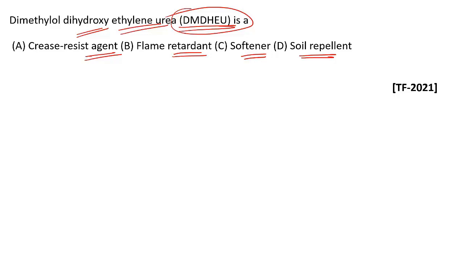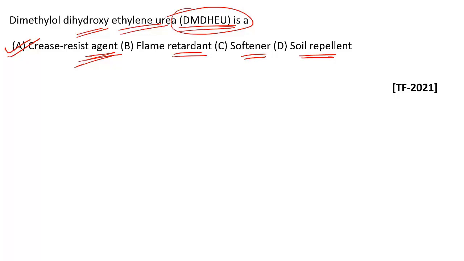It is used as a crease resist agent that helps in the removal and minimization of creases by the formation of cross links, and it is used as a wrinkle and crease resist agent also. So option A is the correct answer. In flame retardant agents, phosphorus substances are used. Soil repellency generally occurs in synthetic fibers, that is polyester. Softeners are basically chemical softeners and natural softeners, different kinds of softeners that are used. So DMDHEU is used for wrinkle recovery and as a crease resist agent. Option A is the correct answer.